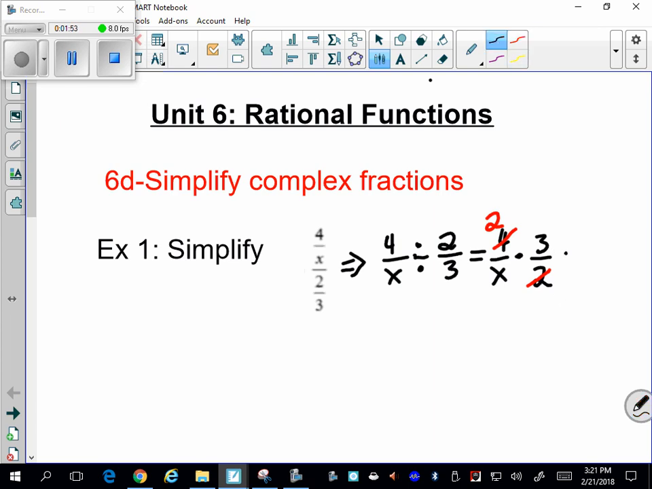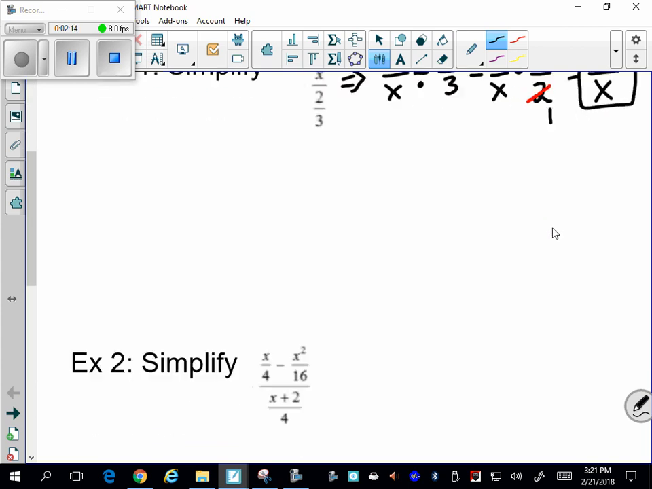But otherwise, 4 over 2 is 2 over 1. It's the only thing in the numerator and denominator I can simplify. So you have 2 times 3 is 6 over x. That's your final answer. This was a pretty simple problem. Let's get to a little bit more complex problem.